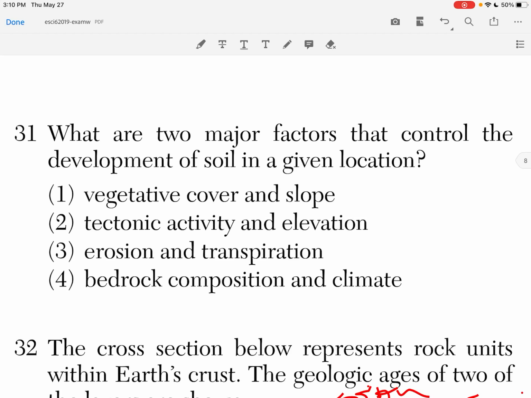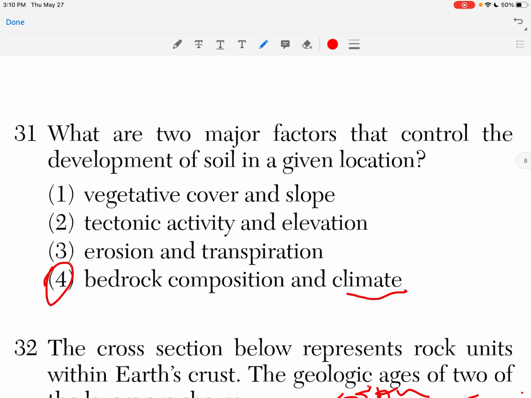All right, question number 31. What are 2 major factors that control the development of soil? Soil is controlled by a bunch of different things, but particularly it's all about the climate. Climate will affect whether soil will form or not, and therefore you kind of look for that choice. You want to look for climate, and there it is. There's one of the answers.